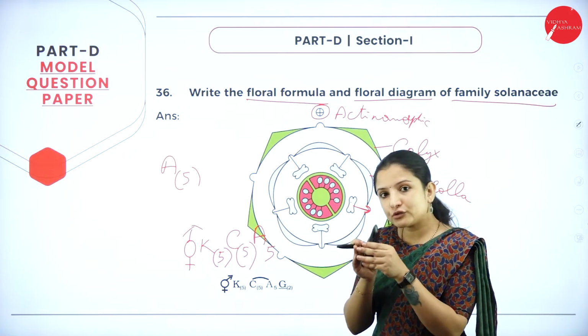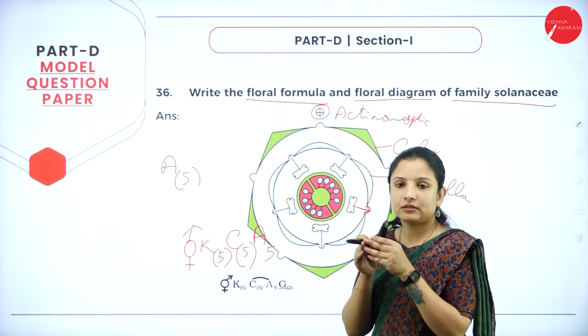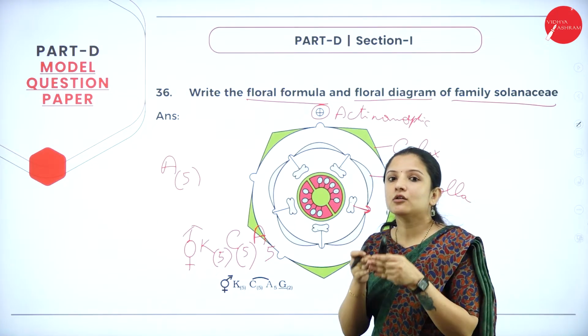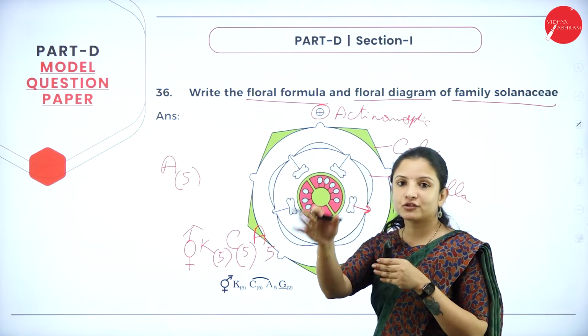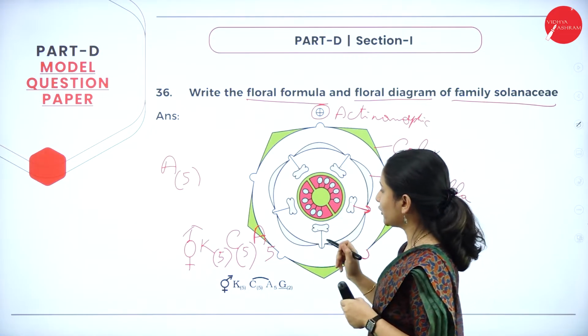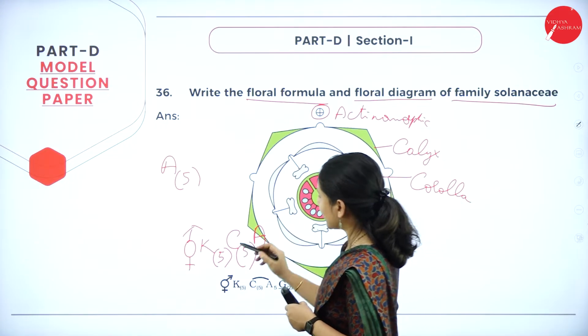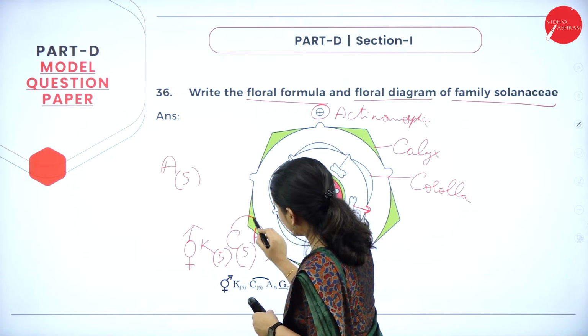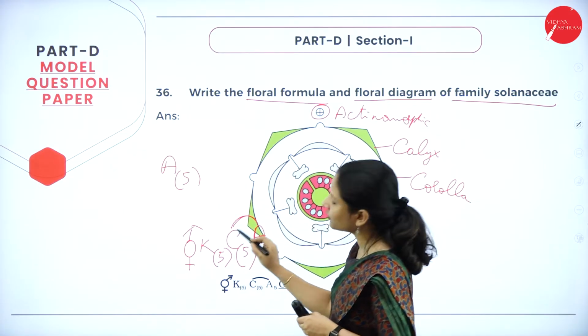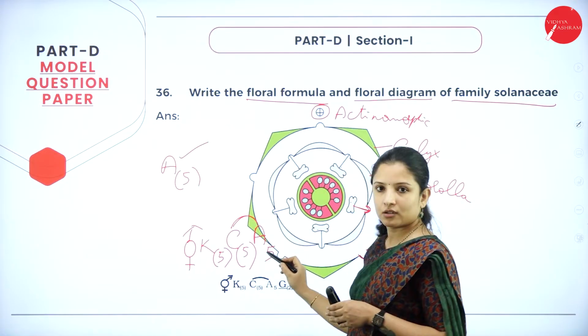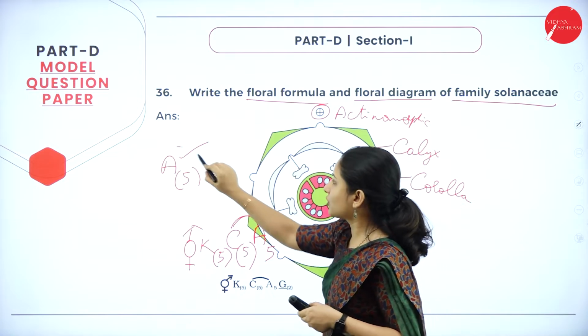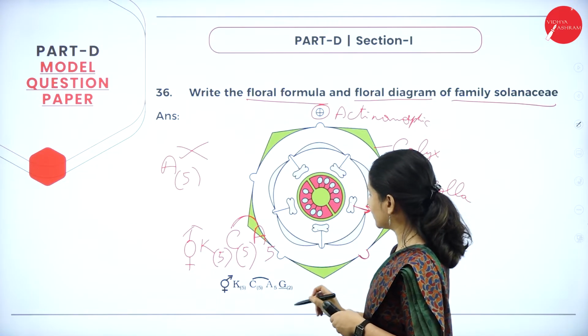Anthers are not fused to each other. Understand my point? Anthers are not fused to each other, but the anthers here are fused to the petal. So that is why you write it as a connection here like this, because anthers are fused to the corolla. Note the difference between this one and this one. Understood, right? So this is wrong. Don't write it like this. This is how you need to write it.